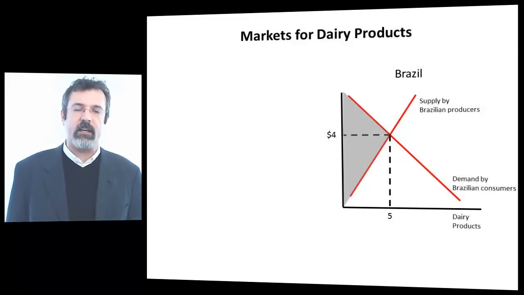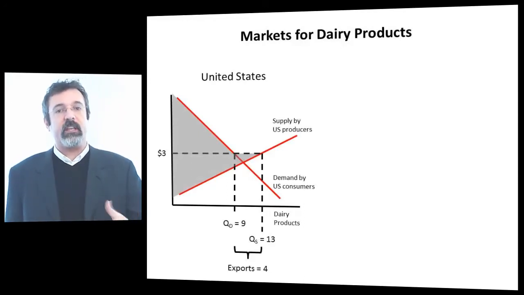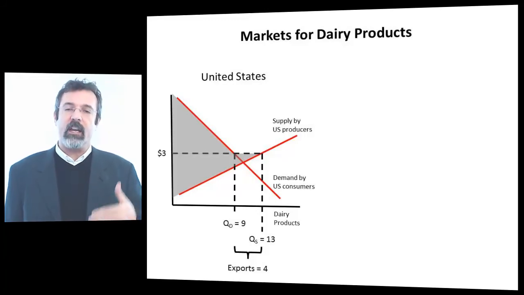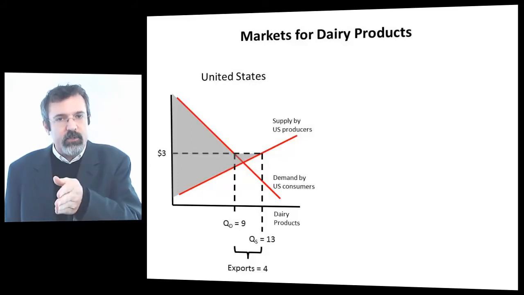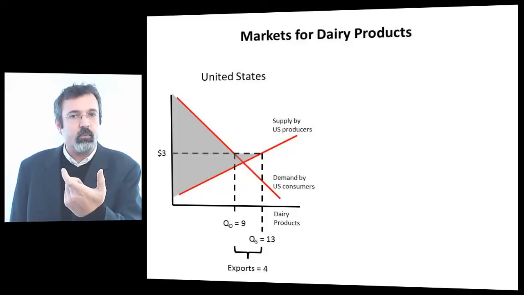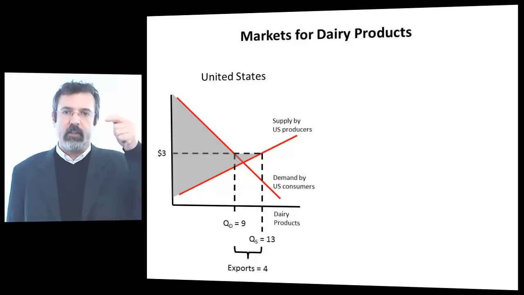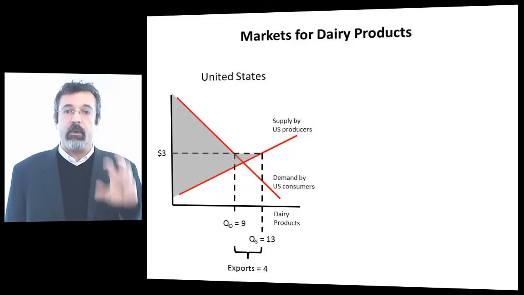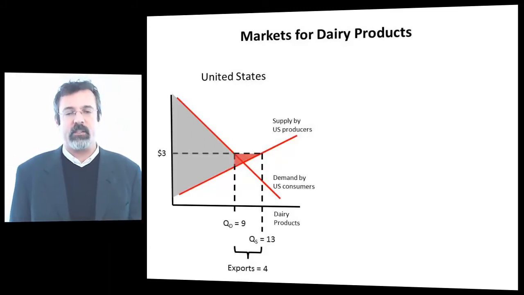Let's look at the market in the United States. At a price of $3, the consumer surplus is everything above the $3 price and below demand. The producer surplus is everything below the $3 price and above supply, but remember that the quantity sold is now 13 units because producers will export this surplus onto the world market. So in comparing the consumer and producer surplus for the United States prior to trade and after trade, we see that the United States is better off after trade. The total market surplus is increased.